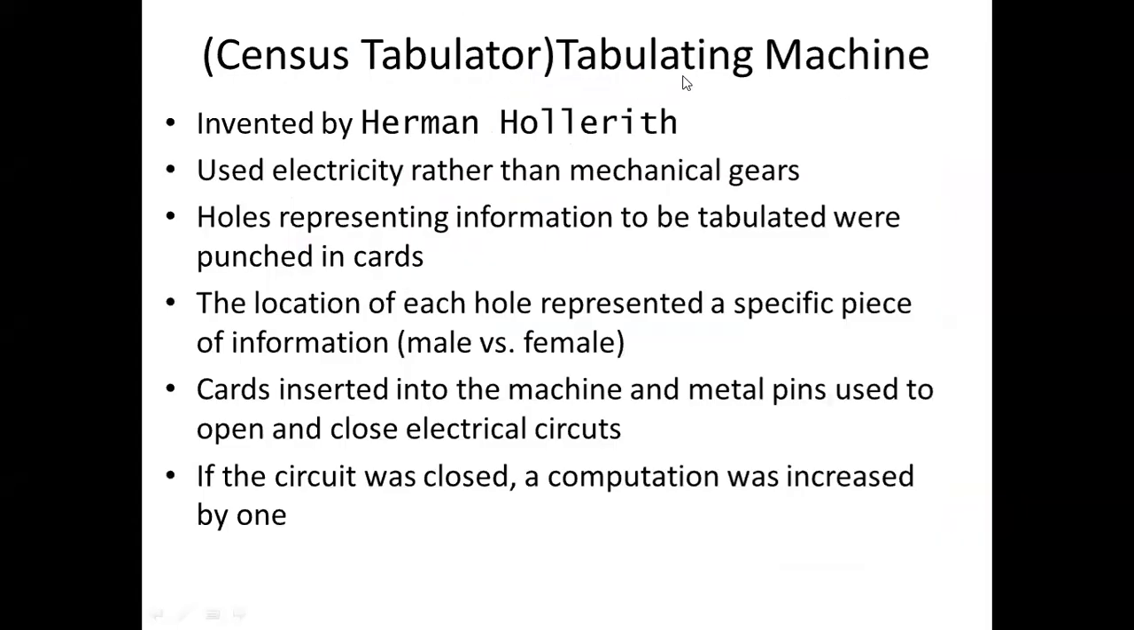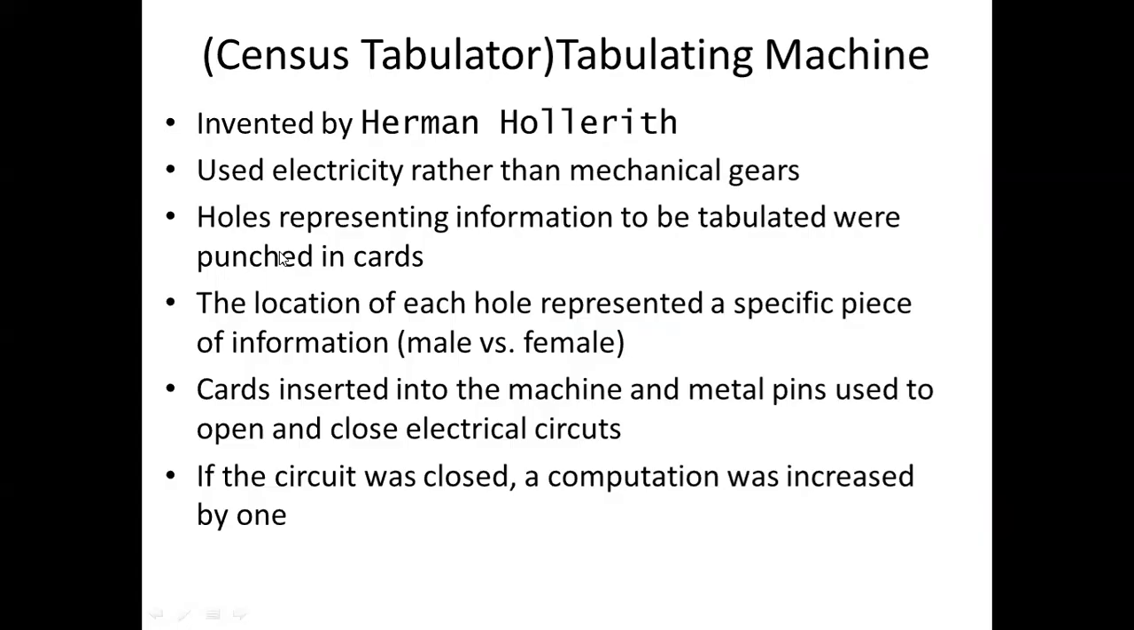Census tabulator, that is called the tabulating machine, and it was invented by Herman Hollerith. It used electricity instead of mechanical gears. Holes representing information to be tabulated were punched in the cards. The location of each hole represented a specific piece of information. It means this device has holes that represent the information. So the location of every hole represented a specific piece of information, either male or female.